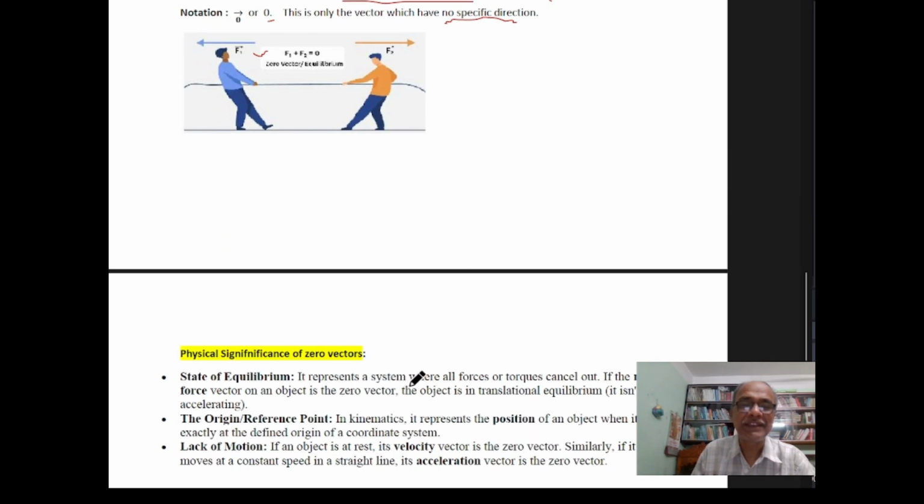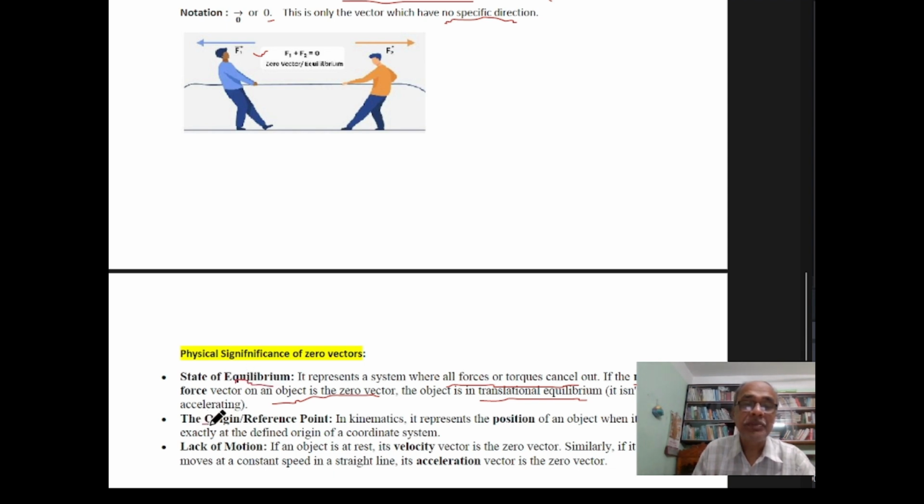What is the physical significance? Here you see, first is the state of equilibrium. It represents a system where all forces or torques cancel each other. You see, all forces and torques in the previous figure cancel out, and the net force on the object is 0. Then this is translational equilibrium. It is not accelerating, so it is a state of equilibrium.